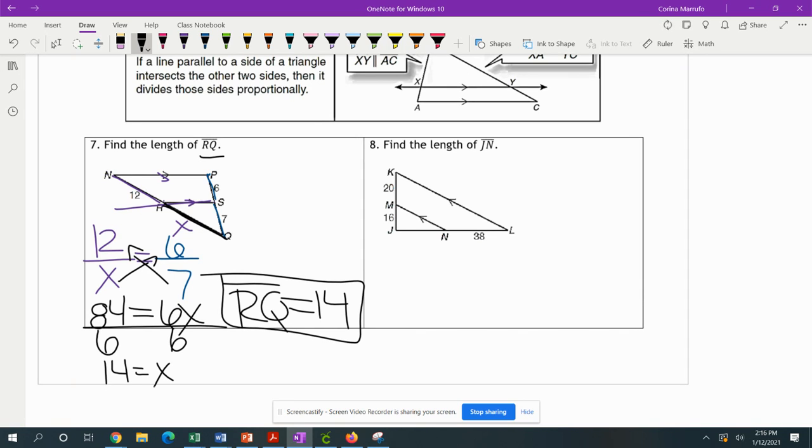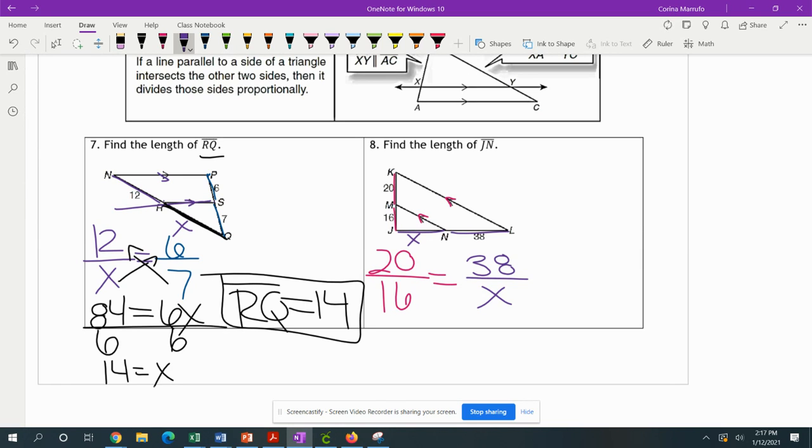Okay, let's go ahead and look at the next one. So here they want us to find the length of JN. I'm going to go ahead and write an x there. So on this side, because we have these two sides are parallel, then that means that this piece here, 20, over the second piece, 16, is equal to, and then we have to go in this direction, 38 over x. Okay. And so they're directly proportional.